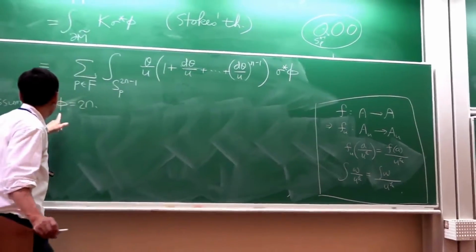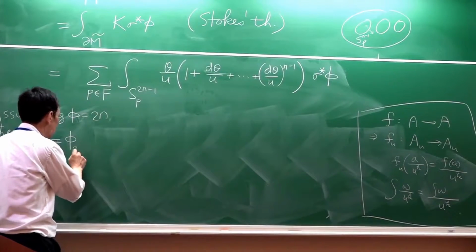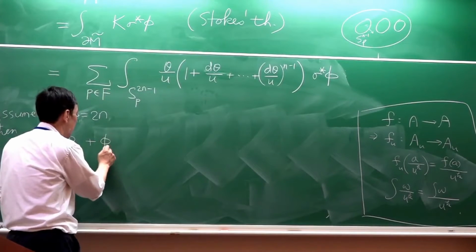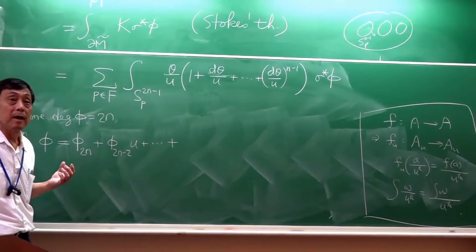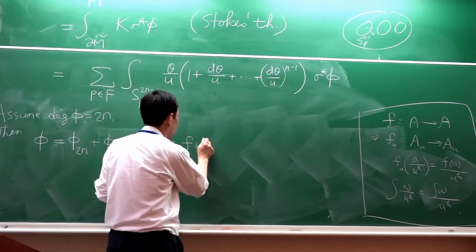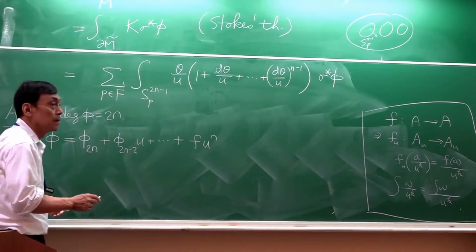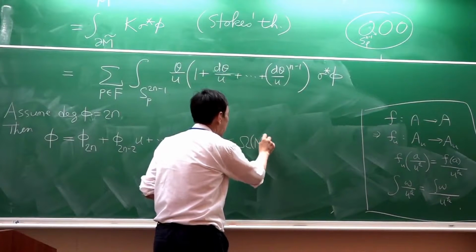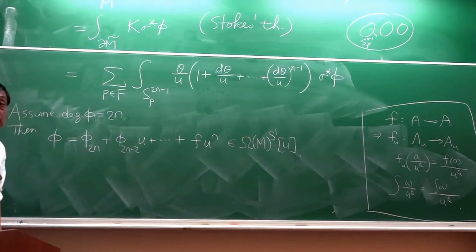Now, if phi has degree 2n, then it will be of this form, right? It's a form of degree 2n plus a form of degree 2n minus 2 times u plus, and so on. And then the last term will be some function times u to the n. So phi is in the Cartan model. If it has degree 2n, it has to look like this.